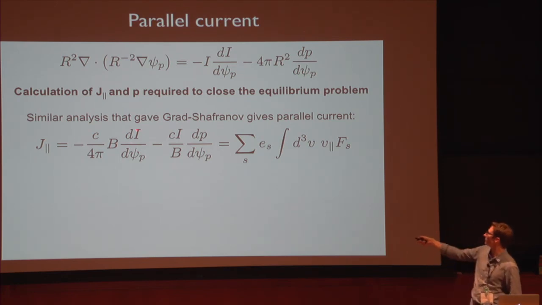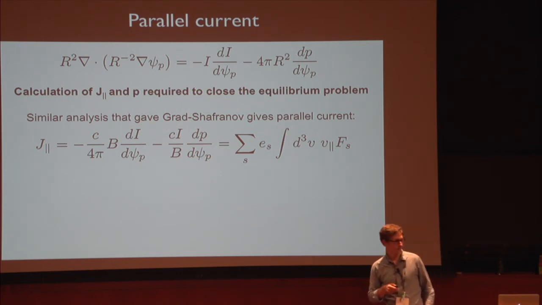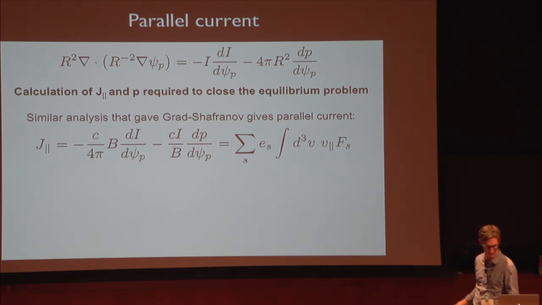And so you can see this is also some function of I and P, so we have one new equation now. And the parallel current we're going to get by taking some moment of the equilibrium distribution function. So somehow we're going to have to get what this is. I'll come to that in a minute.